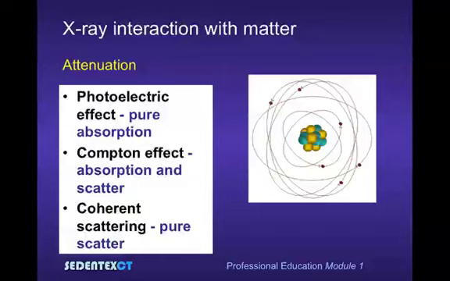The photoelectric effect is the one that gives the highest dose of radiation to patients, the highest transfer of energy, but there is no scattering of X-rays. The Compton effect has, as we said, this combination of absorption and scatter.